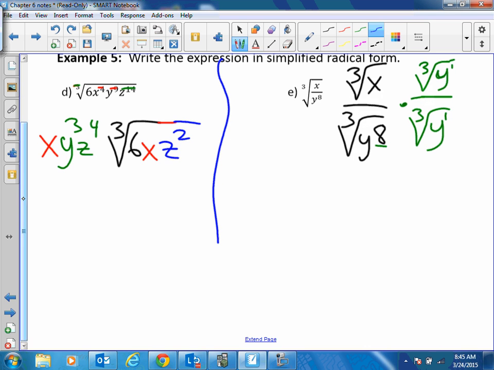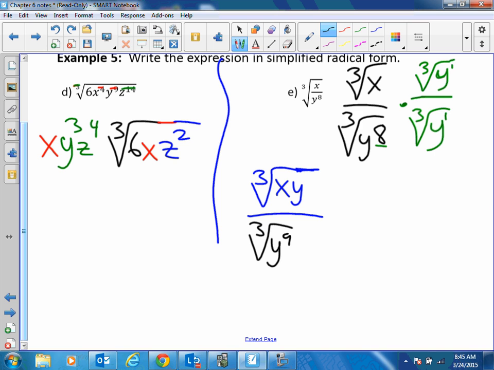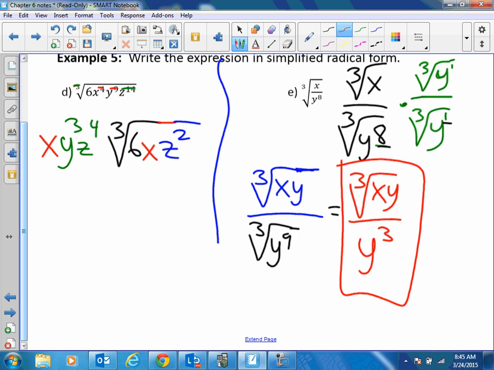So on top, since they both have cube root, it'd be the cube root of xy. We just put them both next to each other underneath the radical. On the bottom, I'd have the cube root of y to the 9th, because 8 plus 1 is 9. Then I can simplify it as the cube root of xy over, 9 divided by 3 is, y to the 3rd. And that would be my answer. So that's how you have to do it with letters, is you just want to make it add up to something divisible by the root.